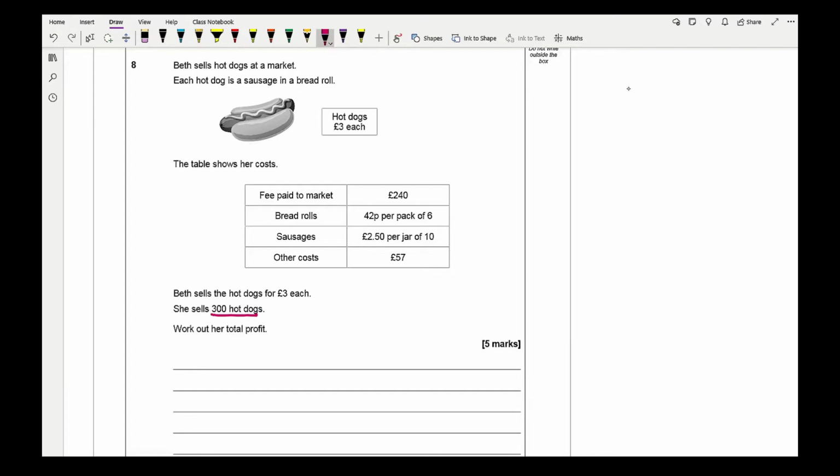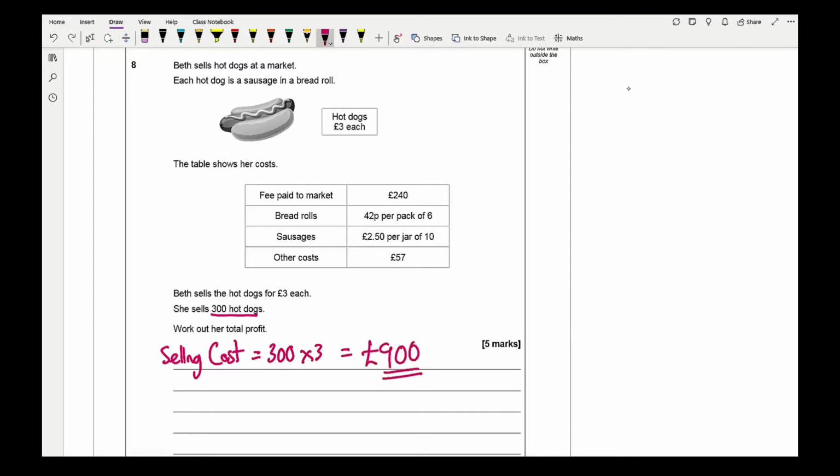So in terms of this, the question is asking us to work out the total profit. So first of all, the selling cost is going to be, now we're just going to assume that she's sold 300 hot dogs, there's no wastage. So she's made 300 hot dogs and she's sold them all. So here we're going to do 300 times 3, so it works out to be £900. So that's how much she's made on the day.